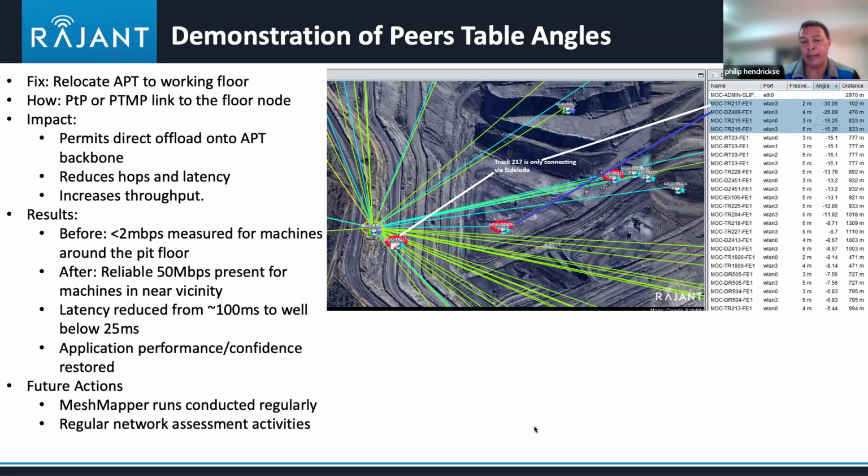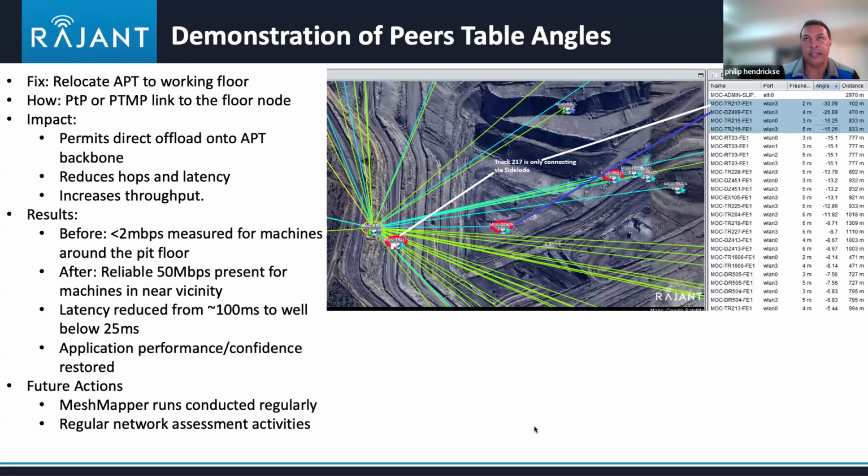By doing this and putting the APT node right at the working surface, the first thing that we noticed straight away was we reduced the hops dramatically. We went from 15 to 20 hops to about 2. The throughput before, when we did have successful tests, we were well under 2 megabits per sec average throughput in the pit. The second that we dropped that single APT node down there, which just happened to be a Peregrine, we could see a reliable 50 megabits per sec average.